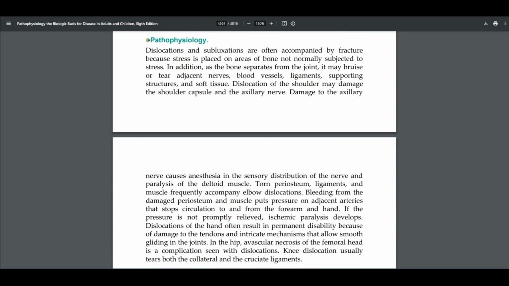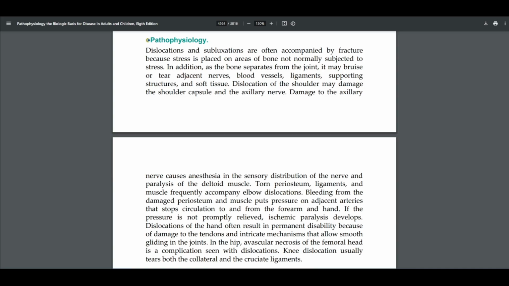So what is the pathophysiology? Dislocations and subluxations are often accompanied by fractures because stress is placed on areas of bone not normally subjected to stress. In addition, as the bone separates from the joint, it may bruise or tear adjacent nerves, blood vessels, ligaments, supporting structures, and soft tissue.